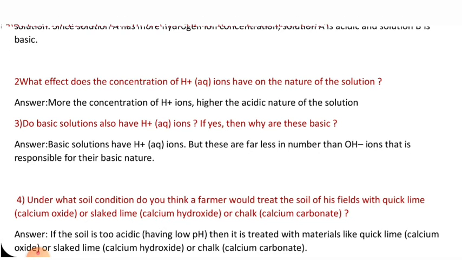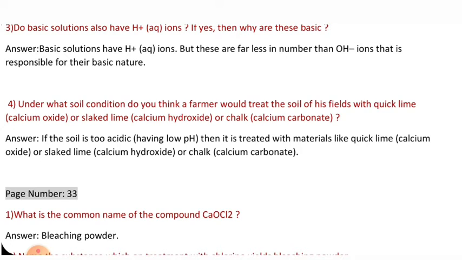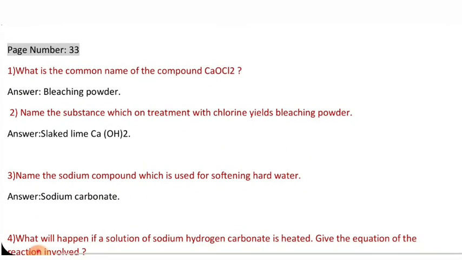Under what soil condition do you think a farmer would treat the soil of his fields with quicklime or slaked lime or chalk? If the soil is too acidic, having a low pH, then it is treated with materials like quicklime, slaked lime or chalk. Page number 33.